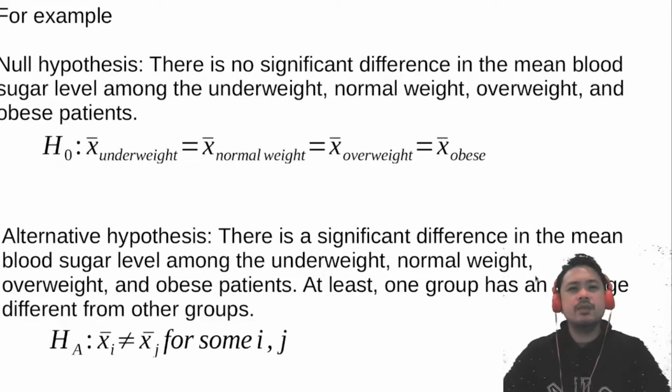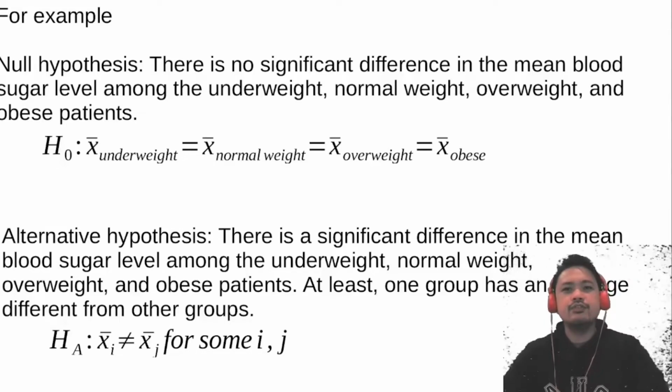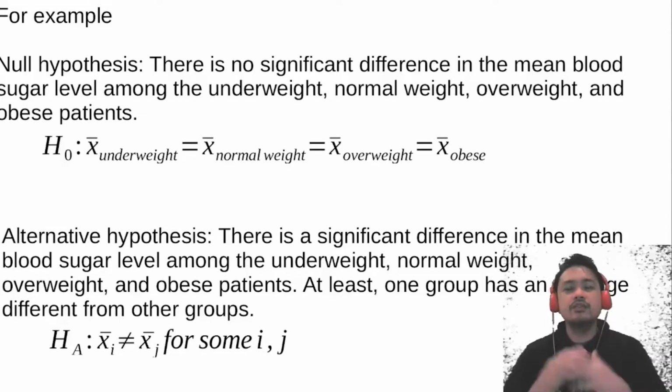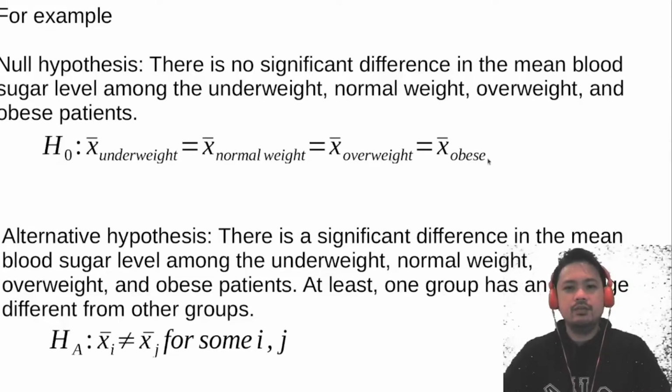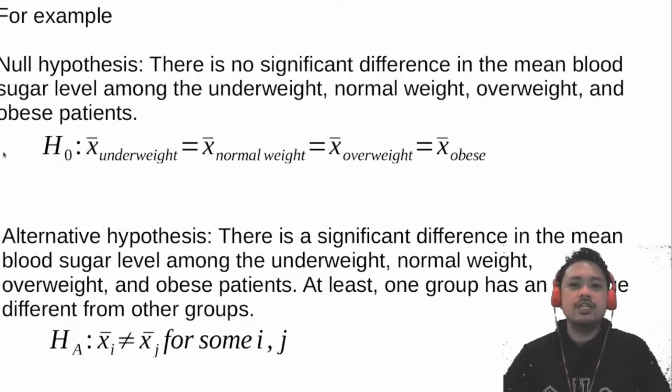For example, we are comparing blood sugar level. This variable is a continuous variable, and we are trying to compare it across several BMI groups. Our null hypothesis can be stated as there is no significant difference in the mean blood sugar level among the underweight, normal weight, overweight, and obese patients. You have 4 groups. Using mathematical notation, we can state the null hypothesis as X bar, the average blood sugar of underweight, equals average blood sugar of normal weights, equals average blood sugar of overweight, equals average blood sugar level of obese. It should be equal across the groups when the analysis of variance is done.